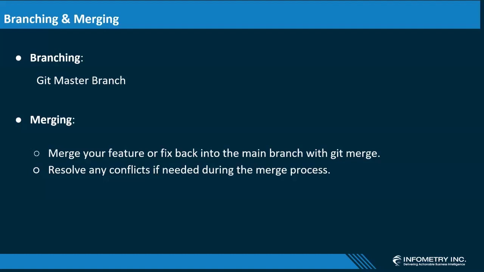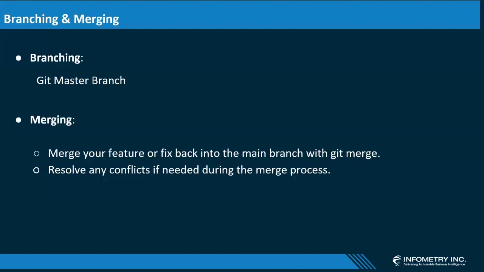Branching in Git. In Git, the default branch is called master or main in your repository. Branching is a way to split off from the main branch or any other branch to work on a separate task without affecting the original code. For example, you can create a feature branch to work on a new feature or a bug fix branch to fix issues, all while keeping the main branch stable.